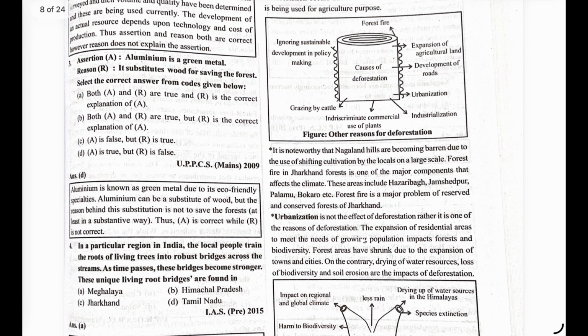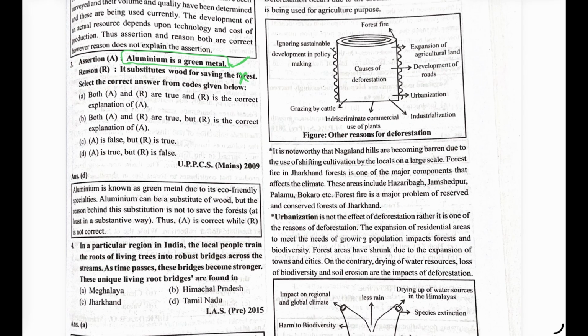Next question. Aluminium is a green metal. Yes, this is correct. Remember this, aluminium is a green metal, because it is very eco-friendly. It substitutes wood for saving the forest. But it does not save wood in order to save the forest. So only A is correct. A is true, but the reason is false.